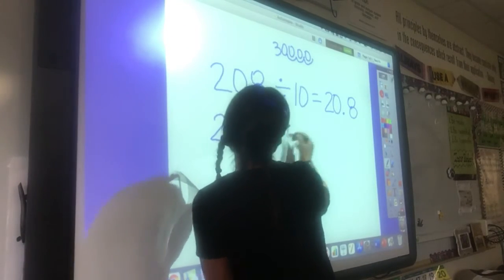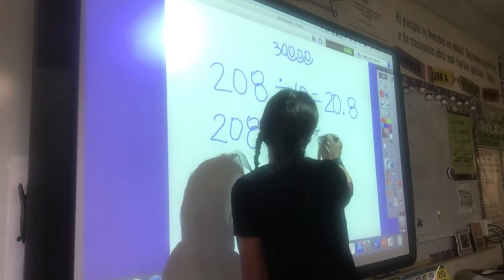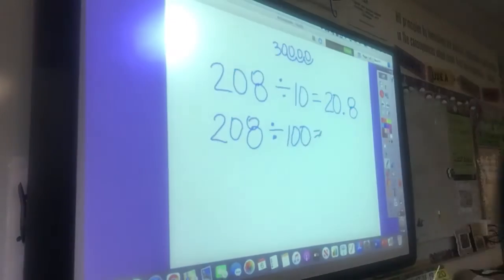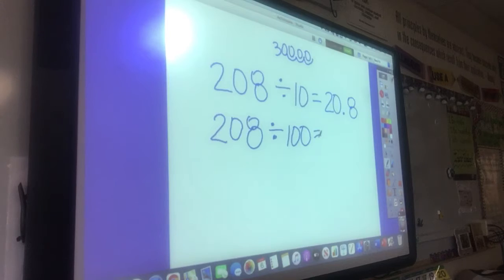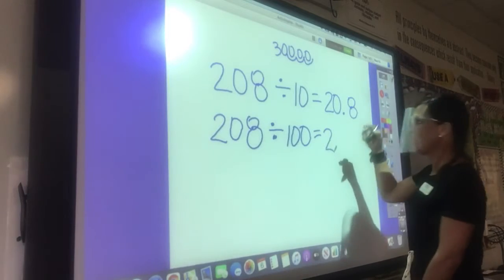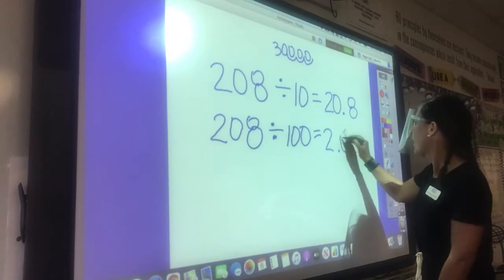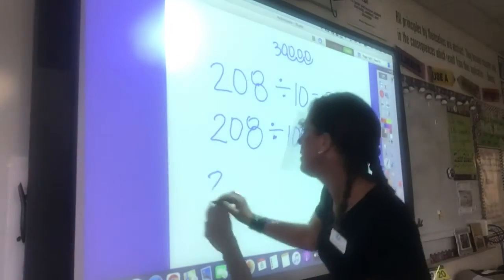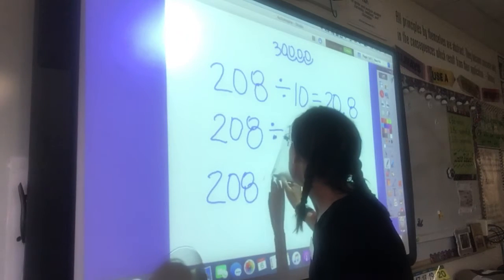All right, so let's go 208. This time we're going to divide it by 100. Okay? 100 has 2 zeros in it. So what do you think the decimal is going to do? It's going to be 2.08. It's going to jump twice to the left.